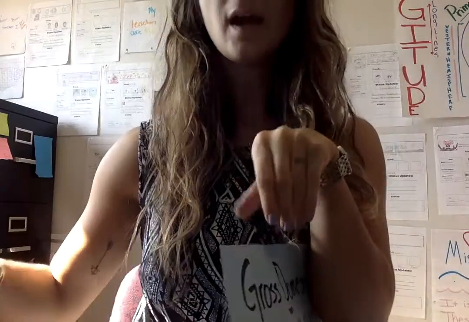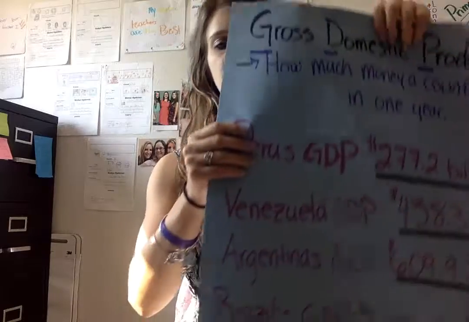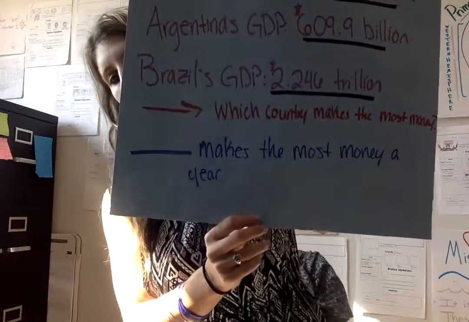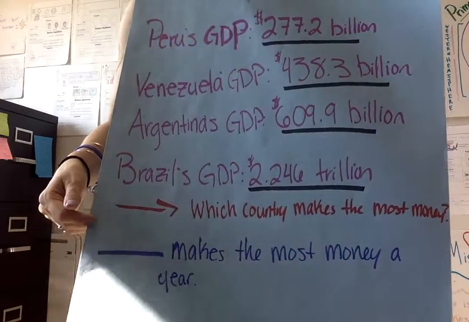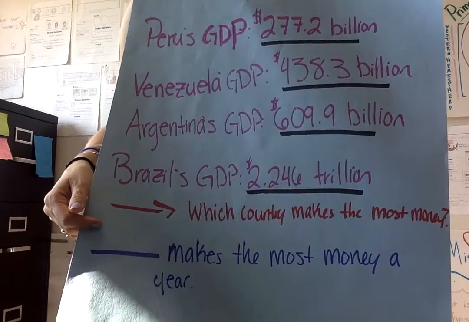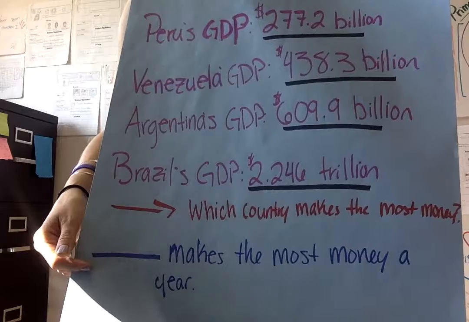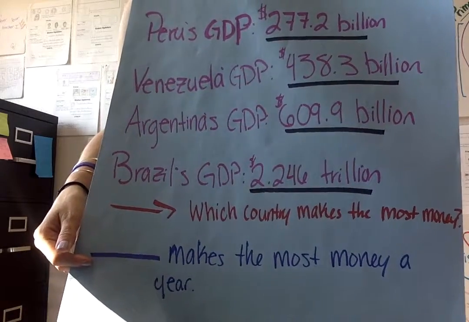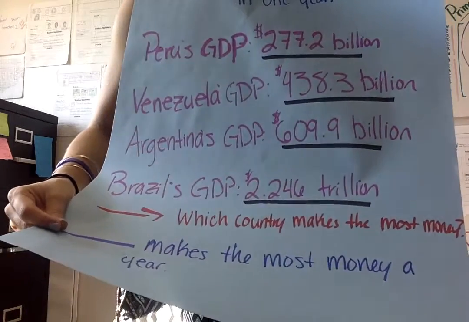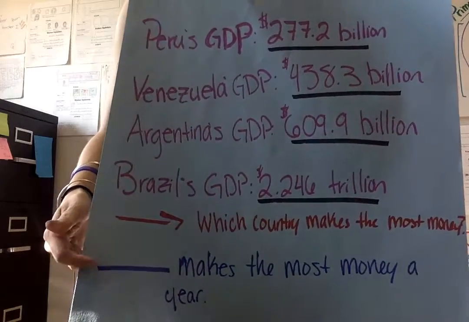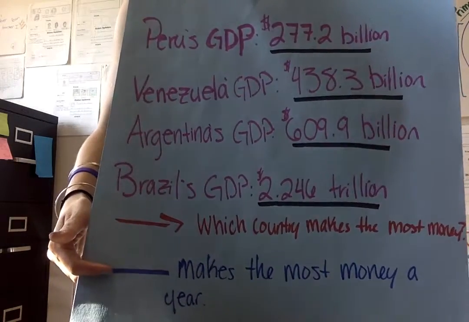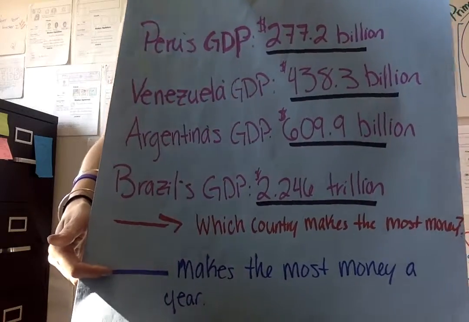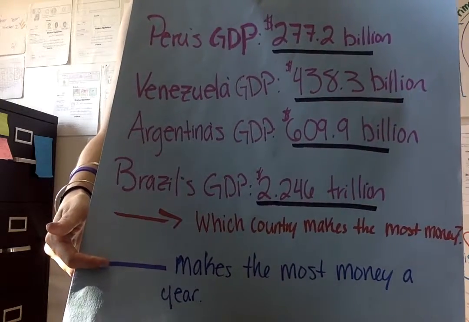Okay? Afterward, I have a sentence stem at the bottom for you guys to talk about with your group if you finish early. So for this question, it says, which country makes the most money? Your sentence stem is below. Blank makes the most money a year. So you would just say which country goes here. So if you think that Peru makes the most money, you would say Peru makes the most money a year.